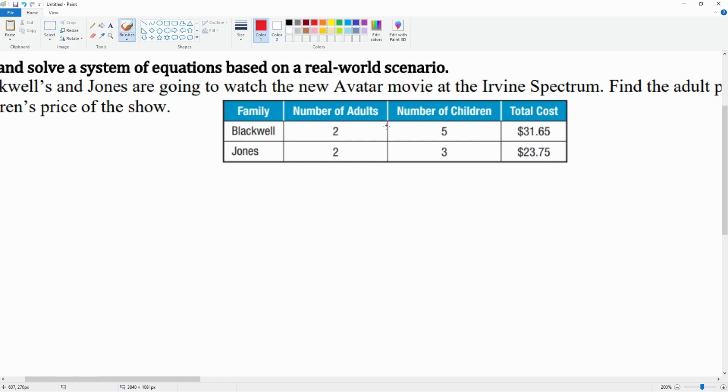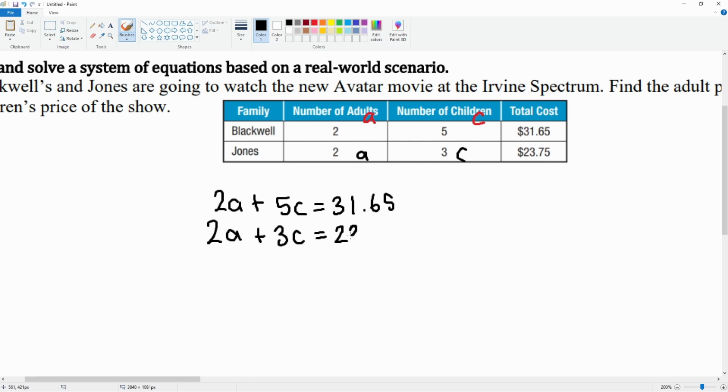So you're going to make the adults, let's say the letter A, and children as C. You already have the system here. Look, 2A plus 5C is equal to 31.65. And the other one is 2A plus 3C is equal to 23.75. There you go. That's your two equations. One equation for the Blackwell family, that's your first equation, and the second equation is going to be for the Joneses.